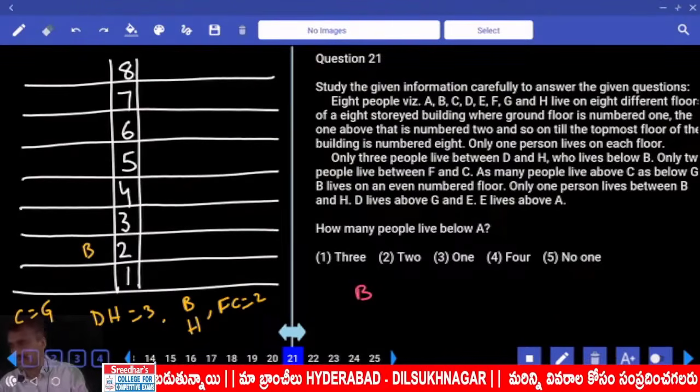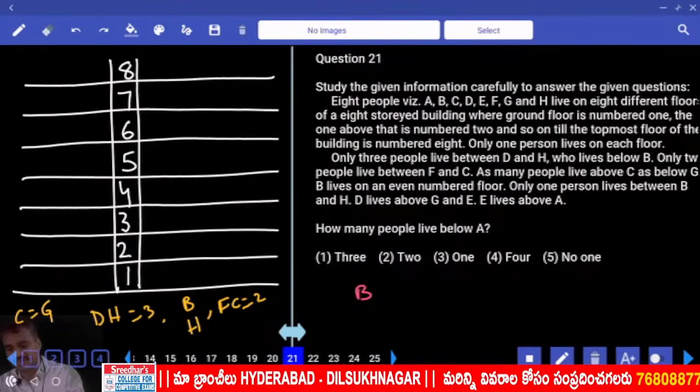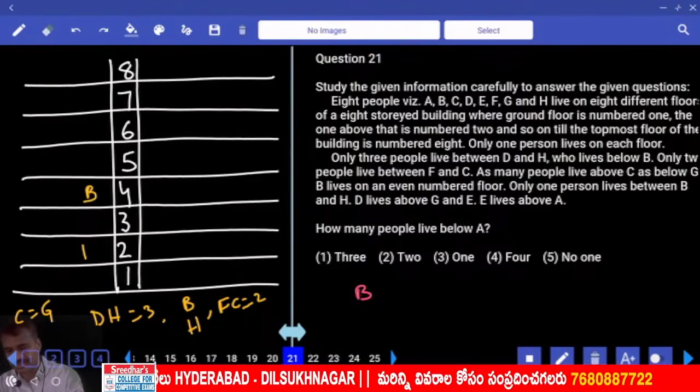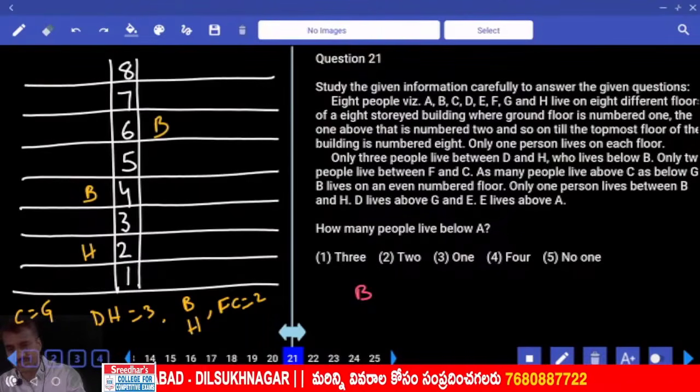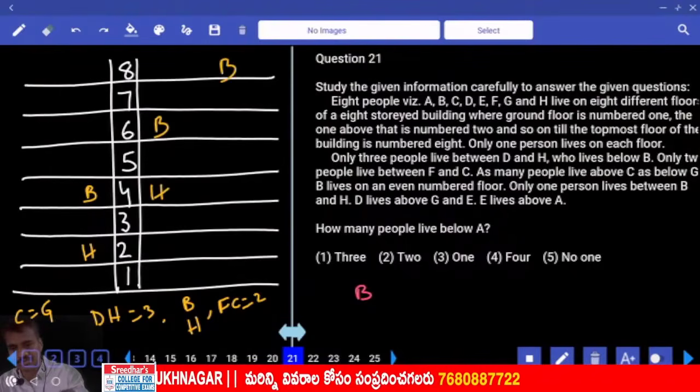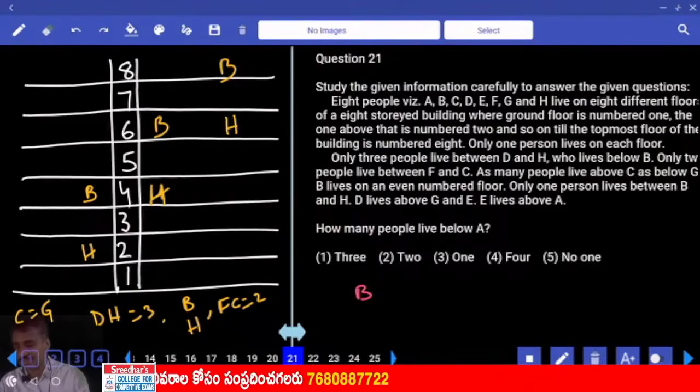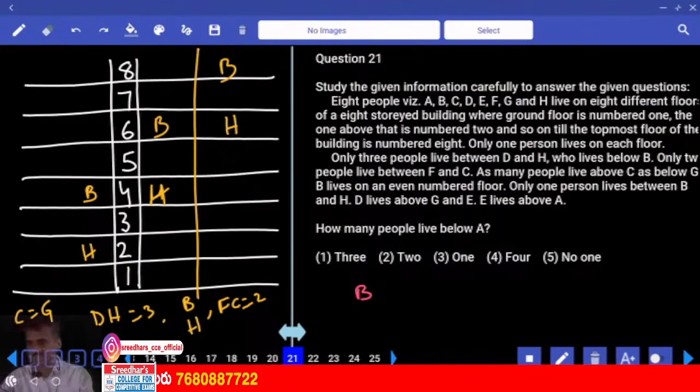Are you getting this one or not? And so only one between B and H. Now B is here, H is here, B is here, H is here. Now B is here, H is here. Now B lives on which floor? Even number floor. And at the same time, H is again even number floor. One floor between these two.